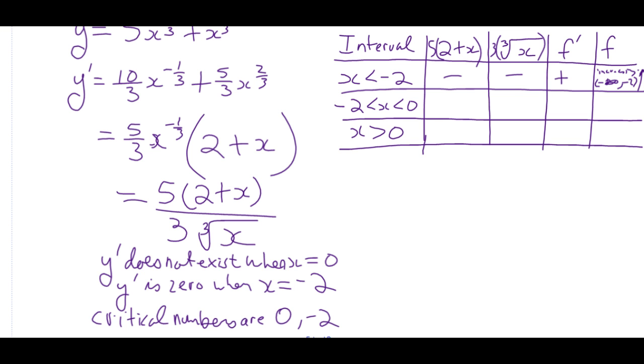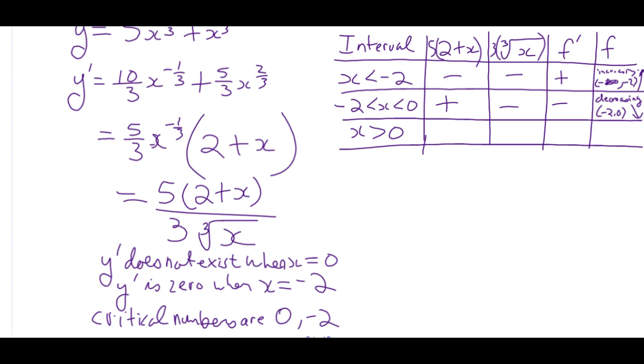Okay, if x is between negative 2 and 0, let's take negative 1, then 2 plus negative 1 is going to be positive. The cube root of a negative is negative. A positive times a negative is negative, so this is decreasing on the interval from negative 2 to 0. So at this point we know we've got increasing and decreasing. So we're going to have a maximum when x is negative 2, right? It'll be a local maximum there.